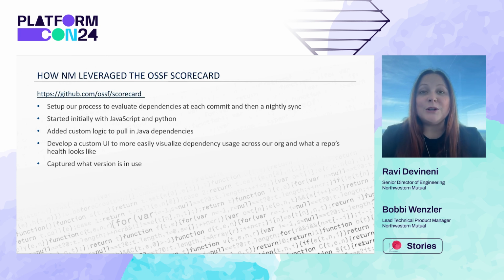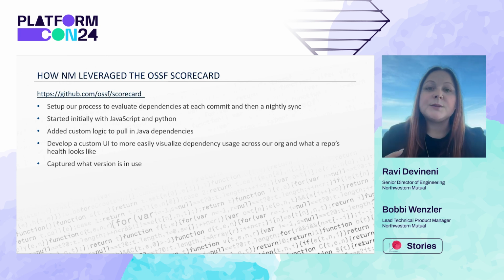We started off initially with JavaScript and Python because those came out of the box with this open source library. And then because NM has a very big footprint with Java, we added in some custom processes to pull in Java dependencies for our world. And then we also developed a custom UI to make it easier to visualize the dependency usage across our org, more of that inventory, and what a specific repo's health could be as well. As part of that, we also now have captured what version is in use for each particular repository as well.